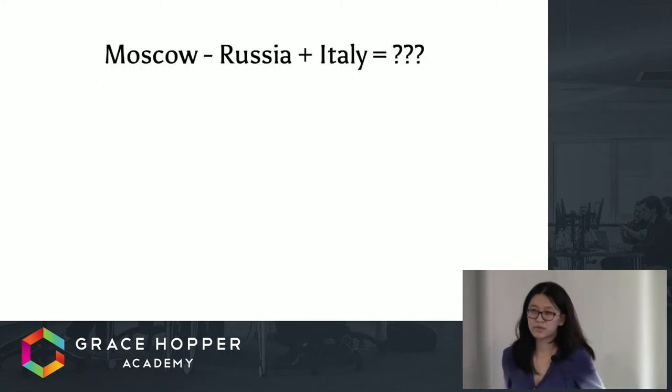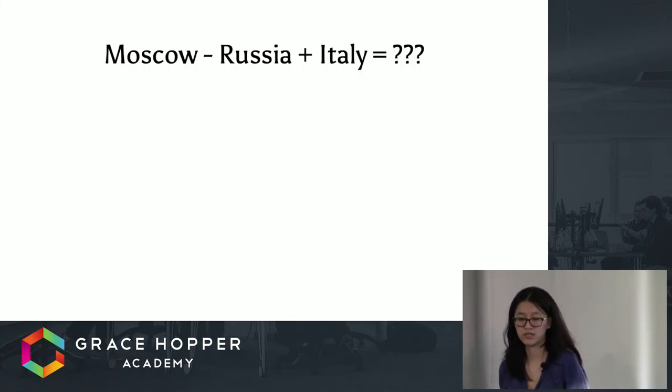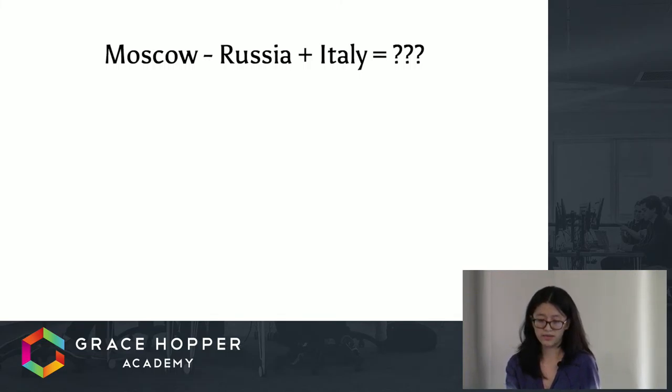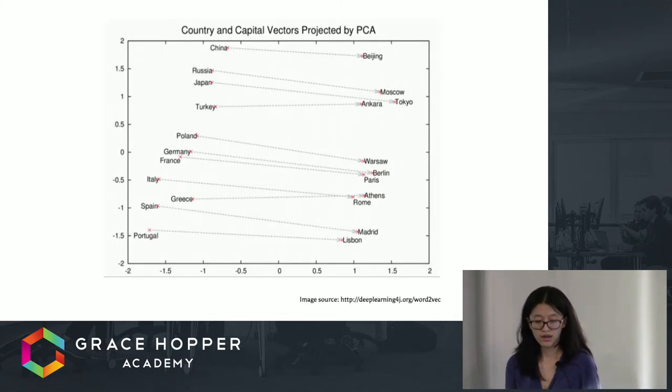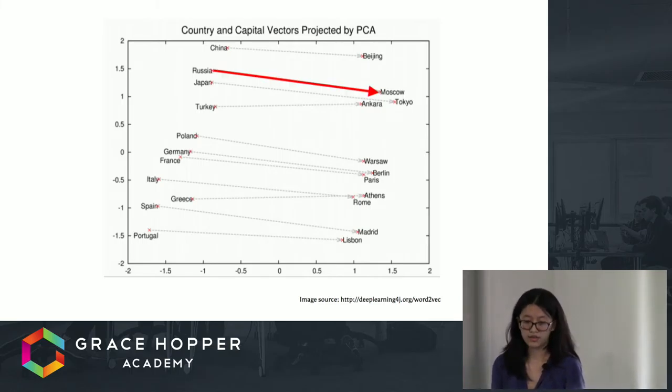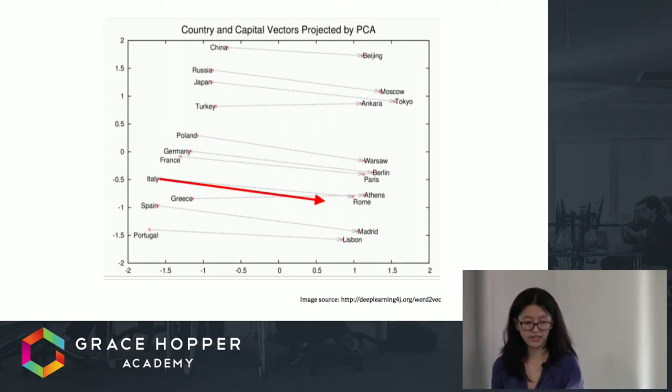The vectors produced by Word2Vec are also embedded with information about word relationships. As an example, let's subtract the vector for Russia from the vector for Moscow and add the difference to the vector for Italy and see what we get. To do that, let's return to that chart I showed you at the beginning. We subtract the vector of Russia from the vector representing Moscow. The difference is shown here in red. Let's add the vector to Italy.